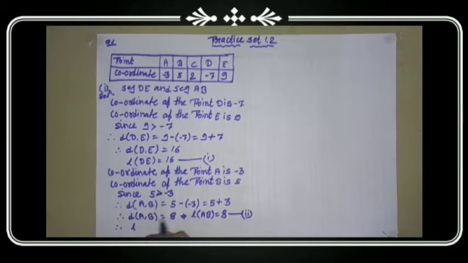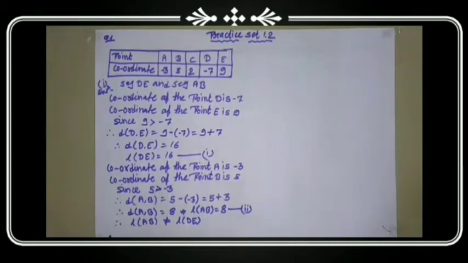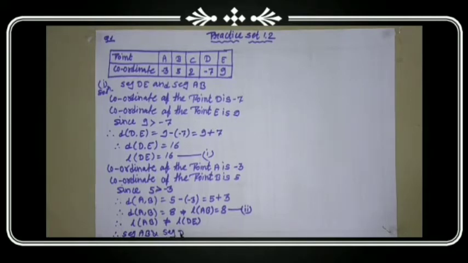Therefore length of segment AB is not congruent to segment DE. Therefore segment AB and segment DE are not congruent.